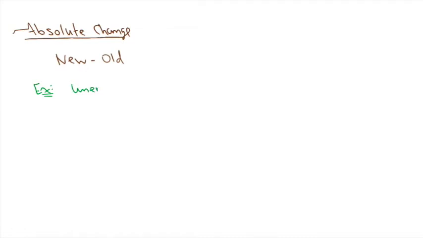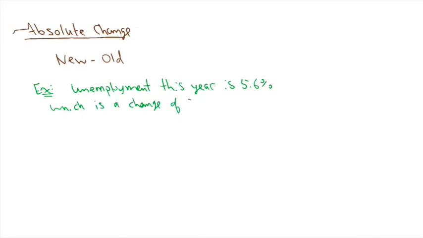So for example, unemployment this year is around 5.6%, which is a change of 2.7 points from last year. What's a point?